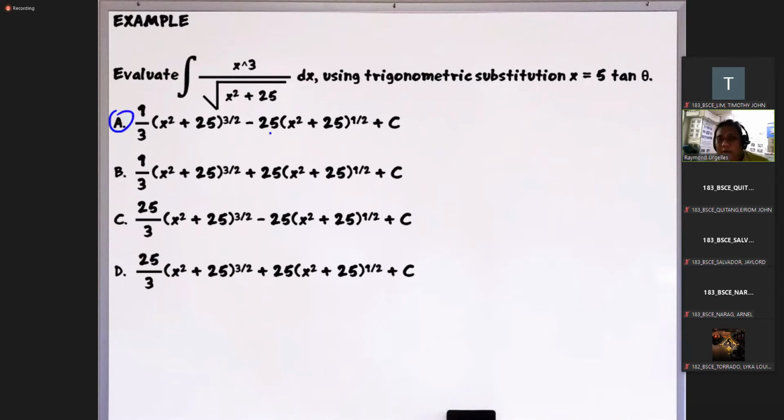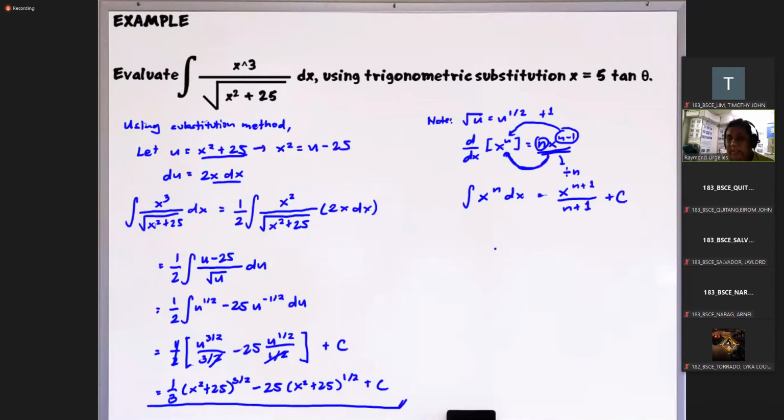Okay? So doon sa trigonometric substitution. Any questions? Okay, so wala kayong question dyan. So let's proceed to the next solution. Yung next solution natin is by using trig sub. Pakita ko sa inyo yung sa trig sub. So this is using trig sub. Again, trig sub is trigonometric substitution.